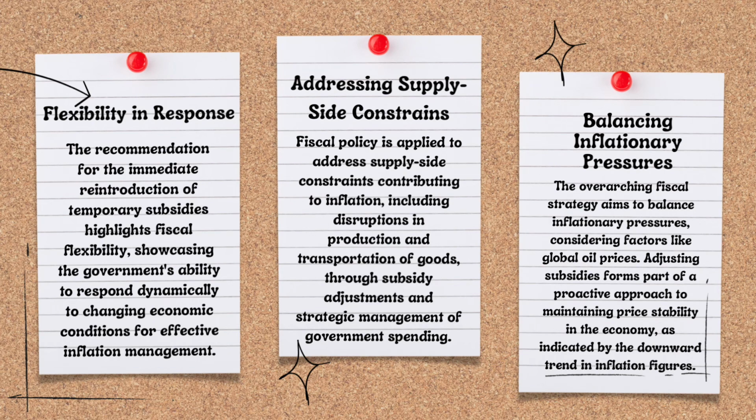Next, addressing supply-side constraints. Fiscal policy is applied to address supply-side constraints contributing to inflation, including disruption in production and transportation of goods, through subsidy adjustment and strategic management of government spending. Lastly, balancing inflationary pressure. The overarching fiscal strategy aims to balance inflationary pressure, considering factors like global oil prices. Adjusting subsidy forms part of a proactive approach to maintaining price stability in the economy, as indicated by the downward trend in inflation figures.